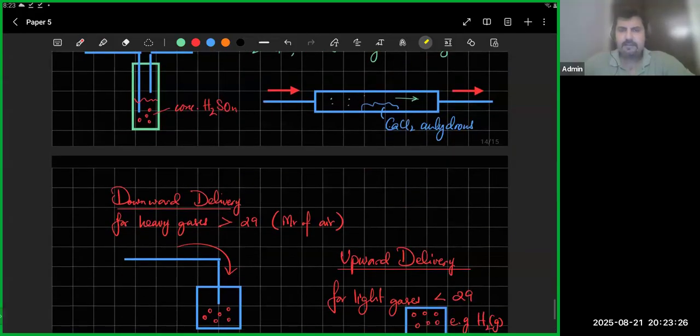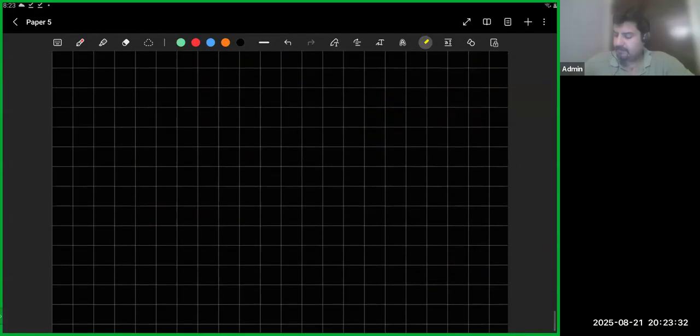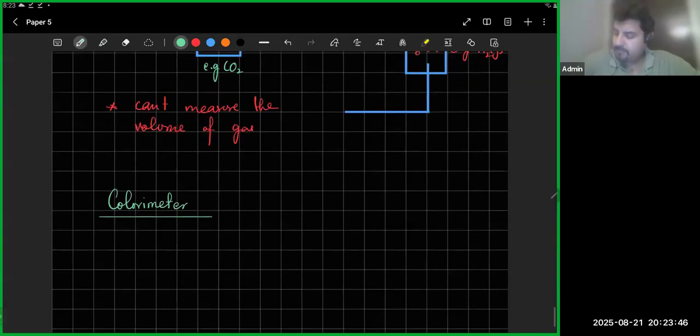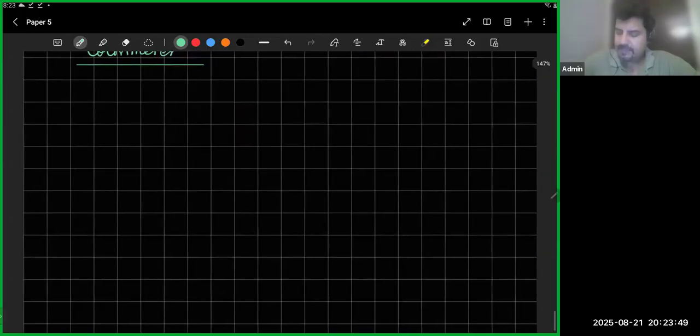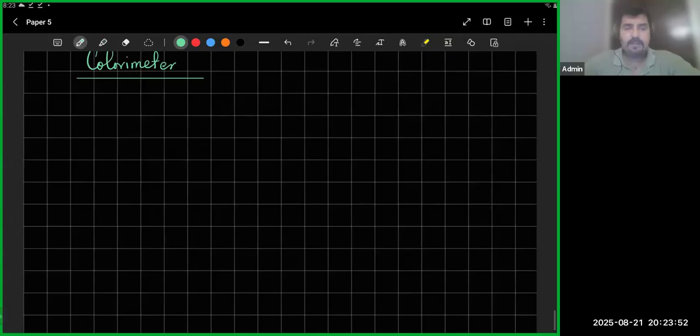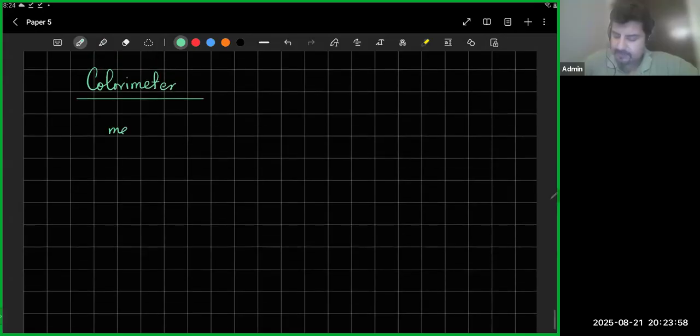The last thing, I mean, the gases is done. We move to measuring colors. So we're done with gases. So how do you measure the intensity of a color or the absorbance of a color? There's a thing called the colorimeter, and that's used for measuring. Specifically measures absorbance at a particular frequency or wavelength.